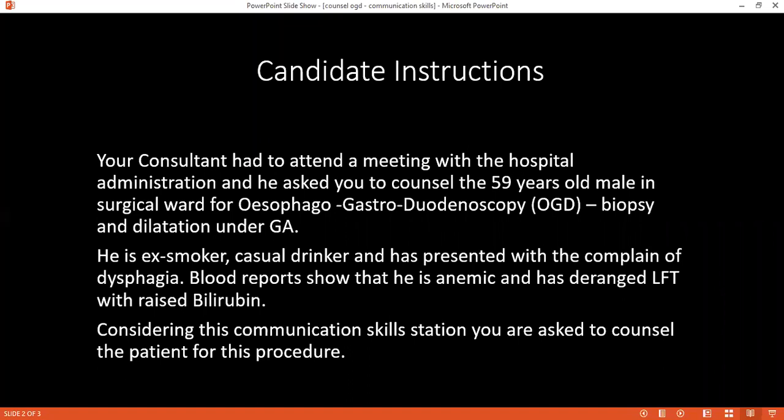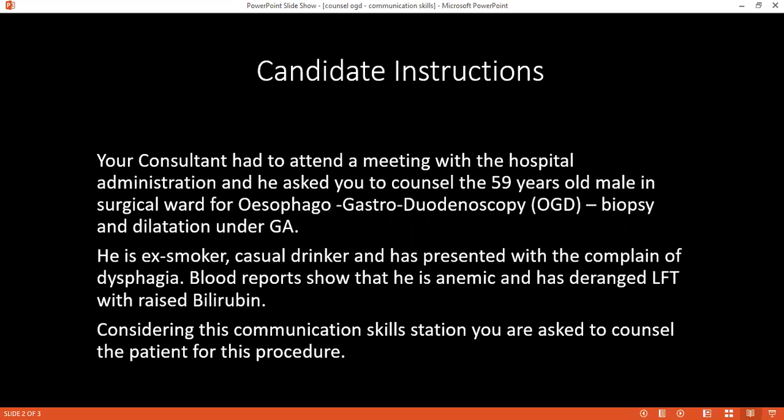So, I will just summarize the procedure for you. I've just told you that what we will do is insert the camera inside your food pipe and go down to see what's happening inside, and take some samples if we need to understand more. I also told you about the risks, but it's not necessary that they would always happen. And I've told you about the alternative.